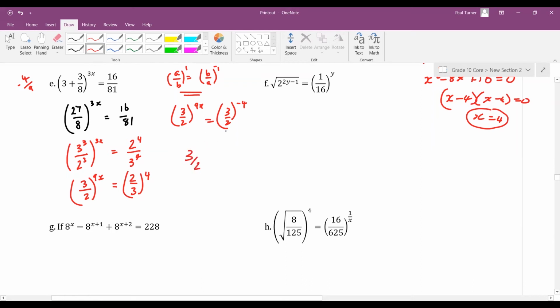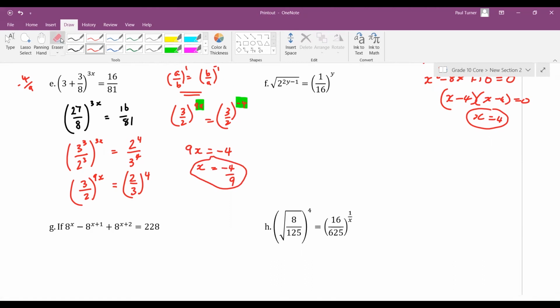Okay, I won't need to do that actually. So let's just compare them directly. We have 9x must be equal to -4 because now we have the same base. So then we're going to have 9x equals -4. So x is -4 on 9 for that one there, to give you that answer.